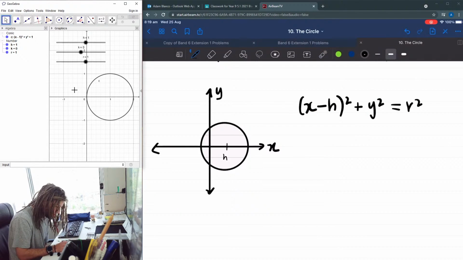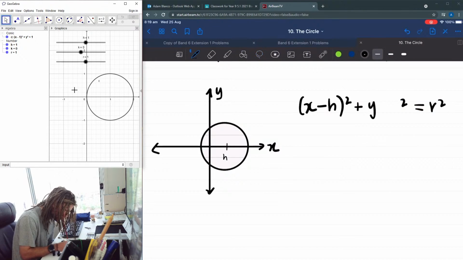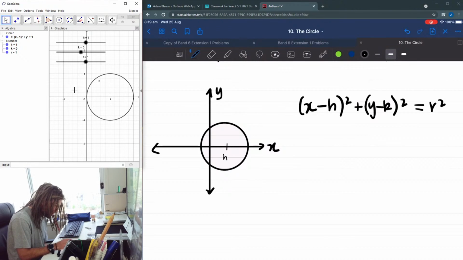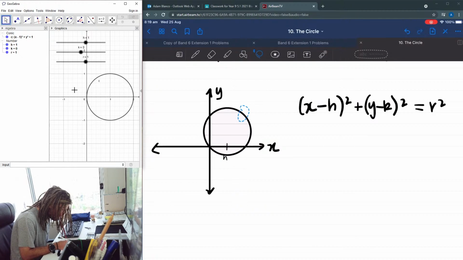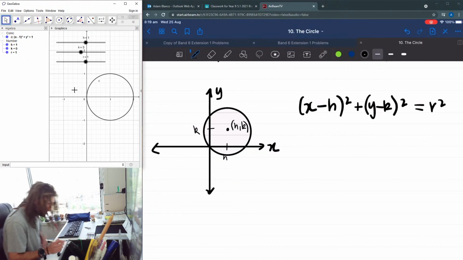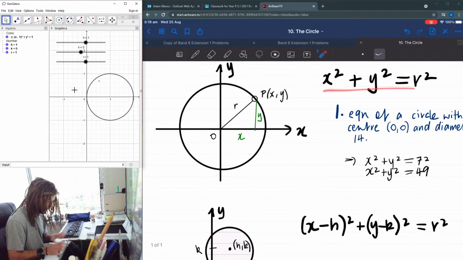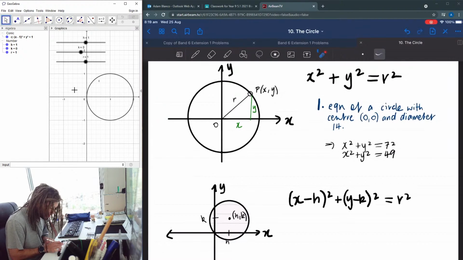So if I wanted to move this thing left and right, up and down, I'm going to have to go like this. I'll have to go minus, now use h and k, and that's that. So then if I move this up, this value here is k. So now my center is the point h, k. So all I've got is two equations for a circle, one where it's not moved, so centered on the origin, and one where it is moved, centered on the point h, k.